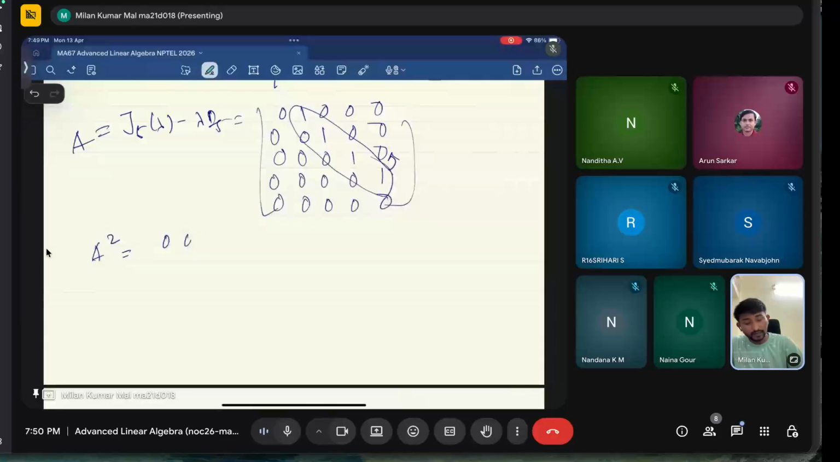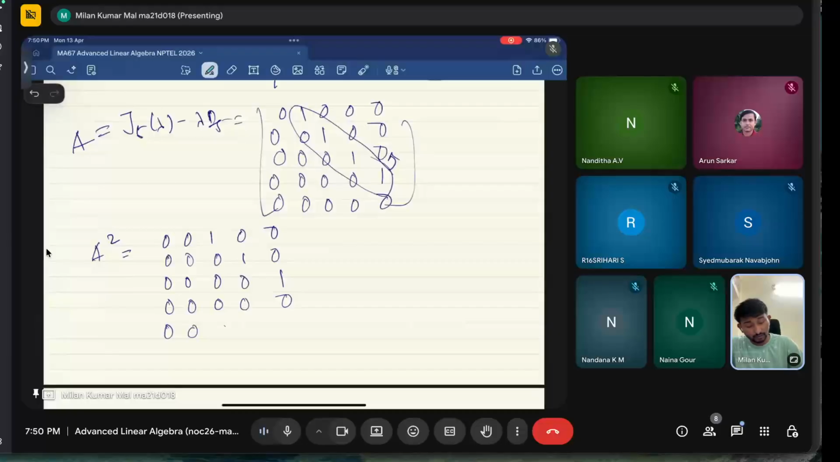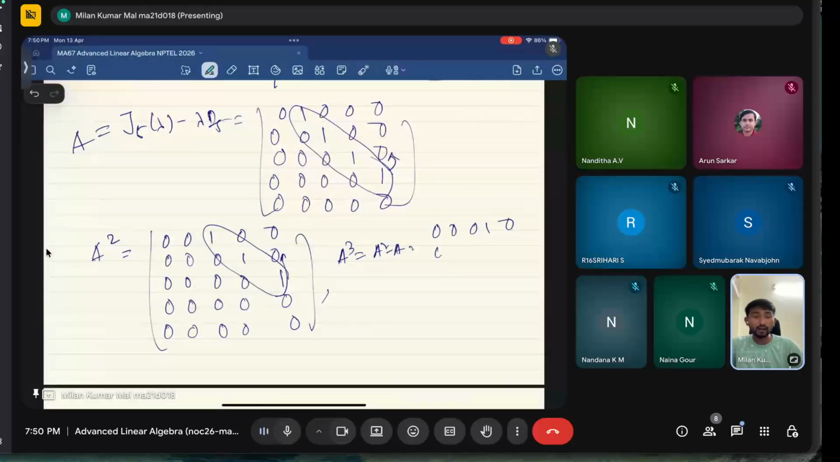Now if you multiply A cube, that is equal to A square into A. This row will be shifted to the above. So that will be like 0, 0, 0, 1, 0, 0, 0, 0, 0, 1, 0, 0, 0, 0, 0, 0, 0, 0. So that means what is the rank now? Rank is 2, right? So the rank is actually 2. So what are the options? This is the correct option then.